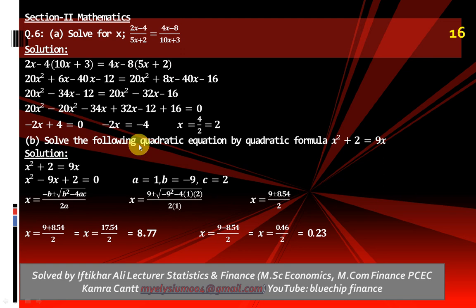B part is solve the following quadratic equation by quadratic formula. X square plus 2 equals 9x. First of all, just arrange this equation and take this 9x from the right side to the left side of the equation. It will become x square minus 9x plus 2. First part is indicating that A will be 1, B will be minus 9 and C will be 2. So simply put all these values into this formula and x will be equal to 8.77 and 0.23.